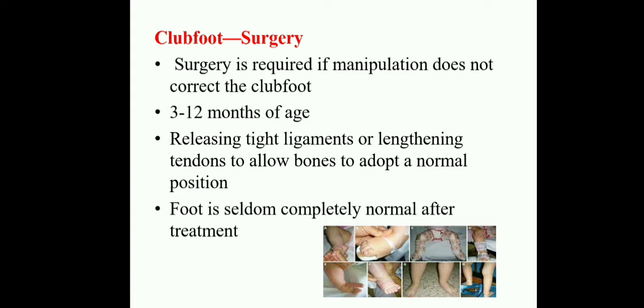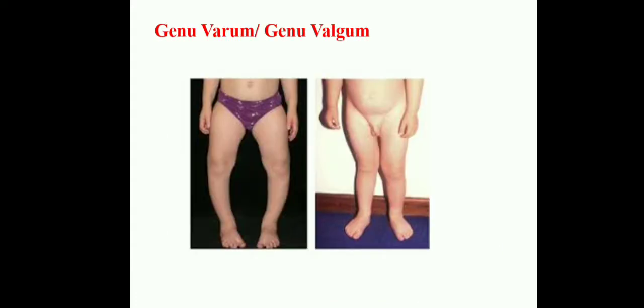Here they release the tight ligaments, and lengthen the tendons, and allow the bones to adopt a normal position. The foot is seldom completely normal after the treatment. Okay, this is about the surgical intervention of club foot, which is done within 3 to 12 months of age. Now, what is genu varum and genu valgum?